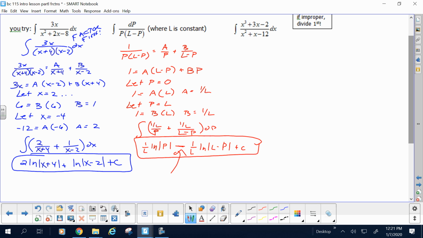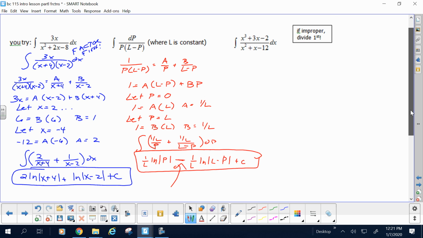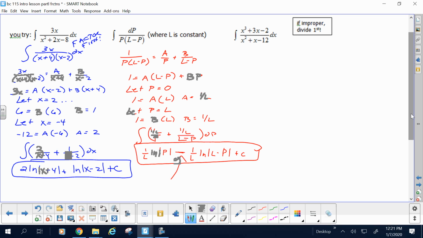Understood? Okay, cool. And the last one, it asks for partial fraction decomposition, but any time, we talked about this a little in the first semester, but it's not in the book. Anytime you get an integrand where the power at the top is as big or bigger than the denominator, you have to divide first. You must divide first. So the first thing you have to do before you decompose is divide. X squared plus x minus 12 into x cubed plus no x squared plus 3x minus 2.